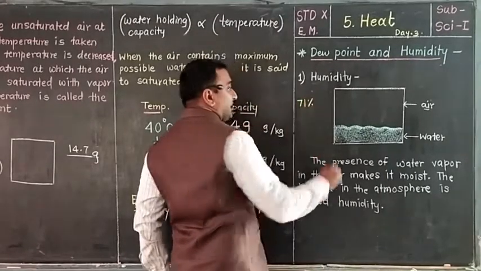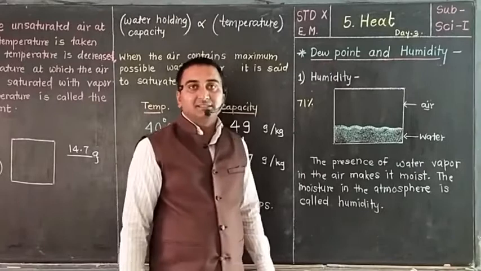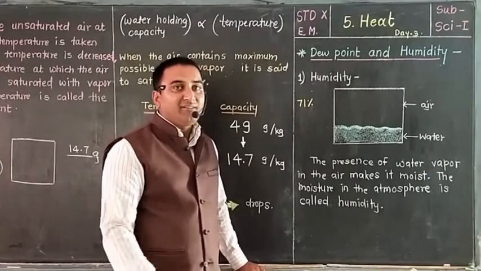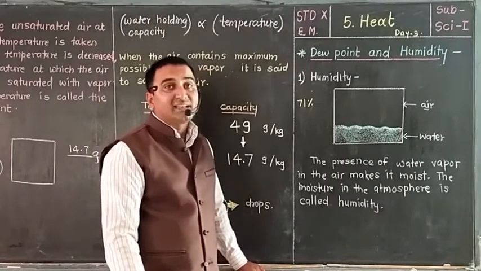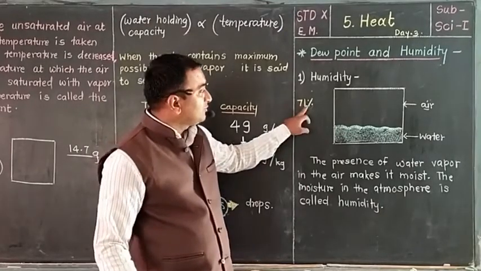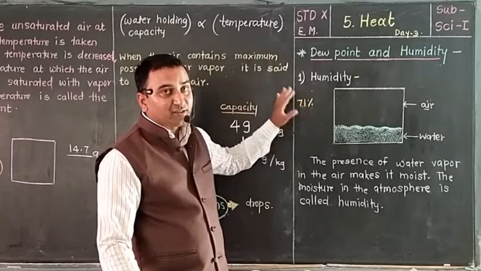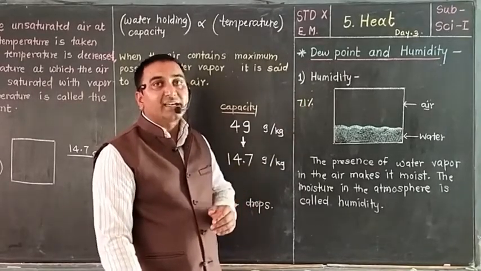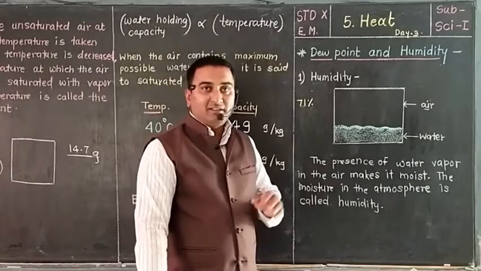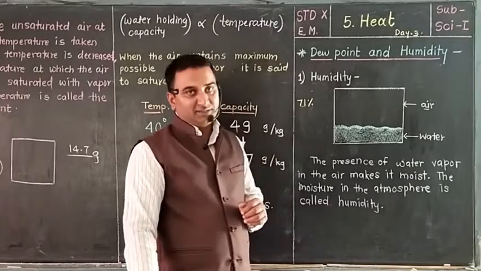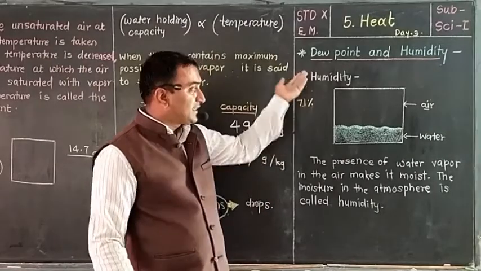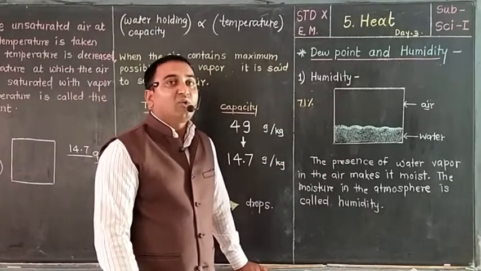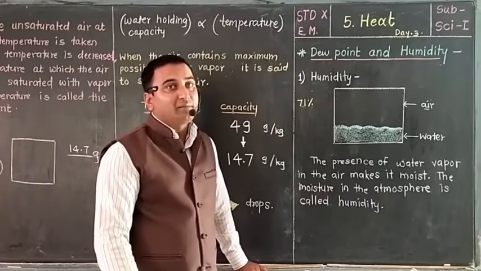71% of the land area of planet Earth is covered by water, and the remaining part we use is the land area. Out of this 71% water, we know that if temperature increases, the rate of evaporation increases. Evaporation happens at all temperatures, but as temperature increases, the rate of evaporation increases and the water starts to convert into vapors.